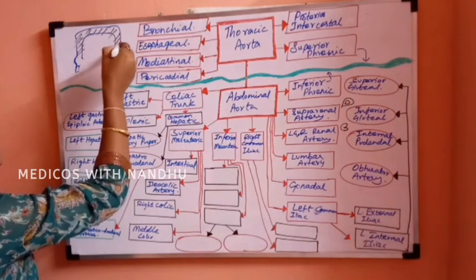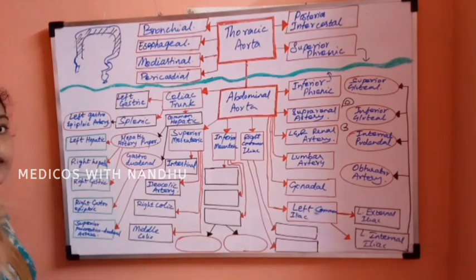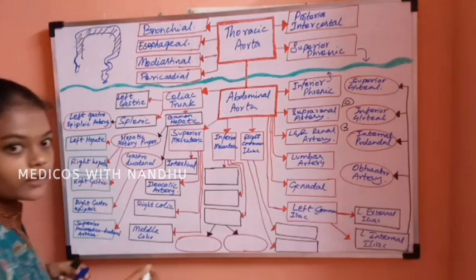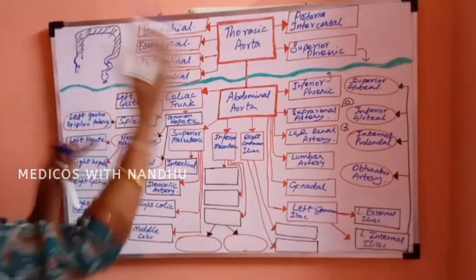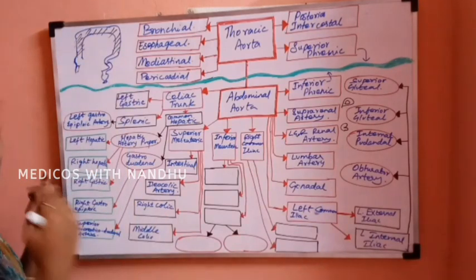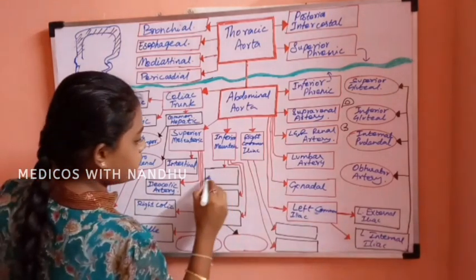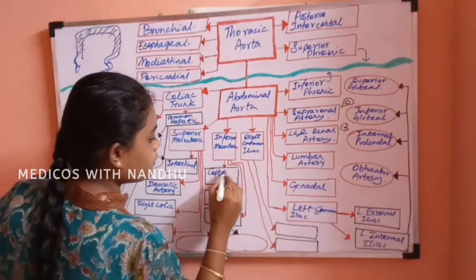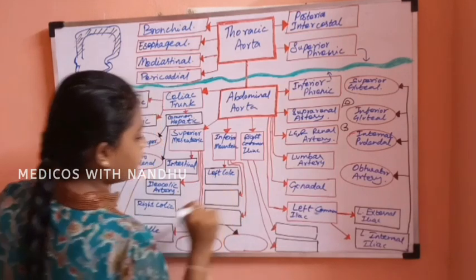So it is going to supply the descending colon. The artery of the descending colon is called the left colic artery, as it is on the left side. On the right side we had the ascending, and on the left side we have the descending. So, left colic artery.